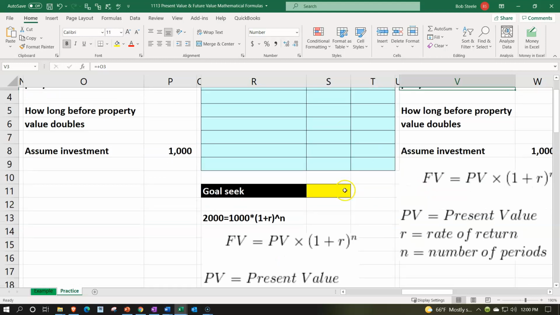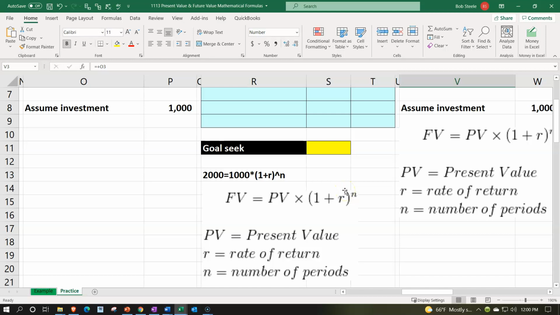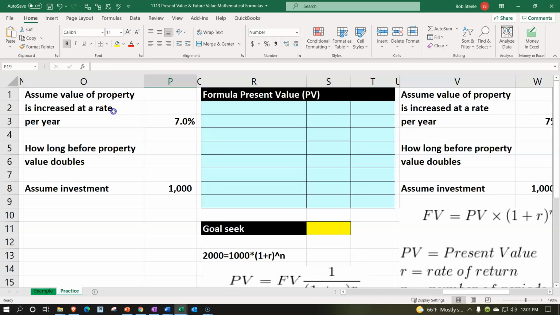But of course, the mathematical formula can give you a conceptual idea of what is going on in the calculation. They can also give you an idea algebraically how these formulas are related when you're looking at a future value and a present value calculation. Now that's where we stand.